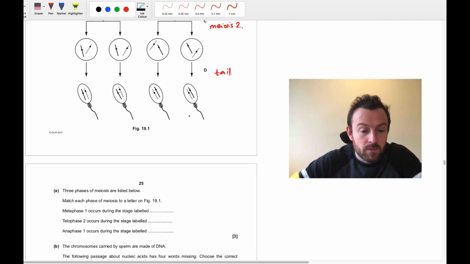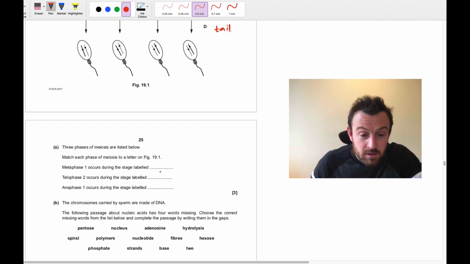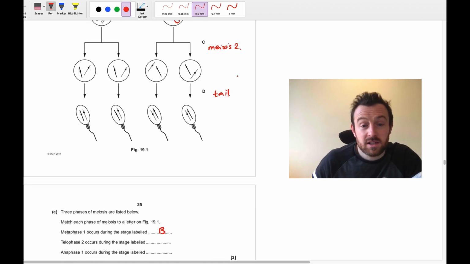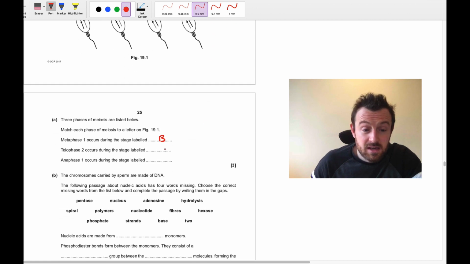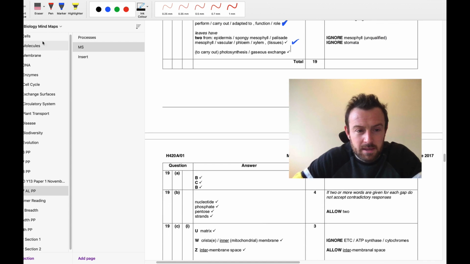Okay, so metaphase 1 occurs during the stage labeled B. Telophase 2 is going to be in meiosis 2, so that's labeled C. And anaphase 1 occurs also during B. Okay, double check the mark scheme there. BCB, yeah, great.